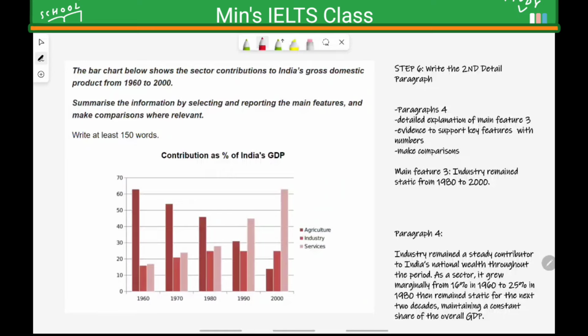And finally, step 6, write the second detailed paragraph. Our paragraph 4 talks about the detailed explanation of main feature 3. We're going to use the evidence to support key features and make comparisons. So, this right here, industry, remained static from 1980 to 2000. If you look at the middle one, at first it started from 16, and then it reached 20, and then it was at 24% and remained at 24% for those 20 years.